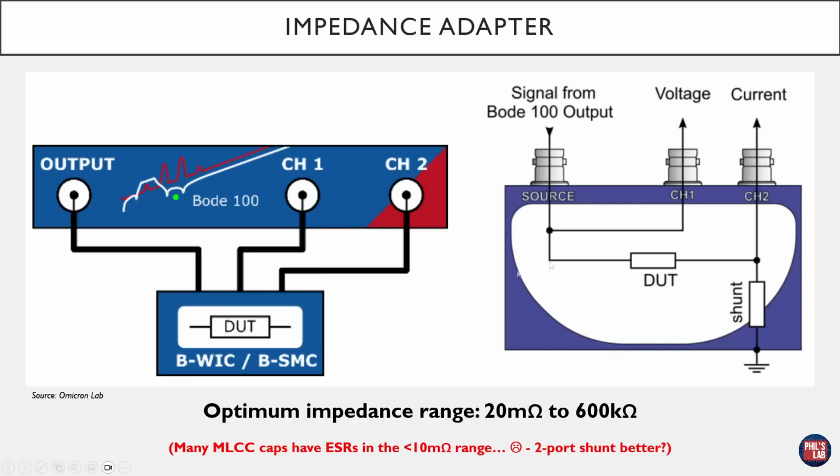Again, for this particular adapter, given a proper calibration, the optimum impedance range is about 20 milliohms to 600 kiloohms. This can of course be problematic because many multi-layer ceramic capacitors have ESRs in the sub 10 milliohm range, which is outside of the optimum impedance range. Now that doesn't mean we can't measure it, but we might have some measurement inaccuracies. If we have very low ESR capacitors, it might be better to move to a 2-port shunt measurement, but for the sake of time and simplicity, we will just be using the impedance adapter in this video.